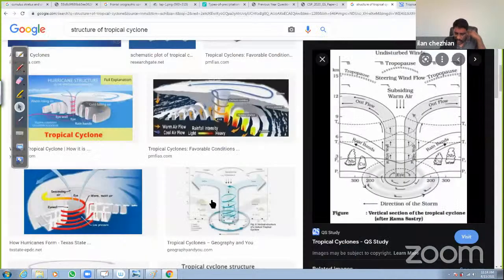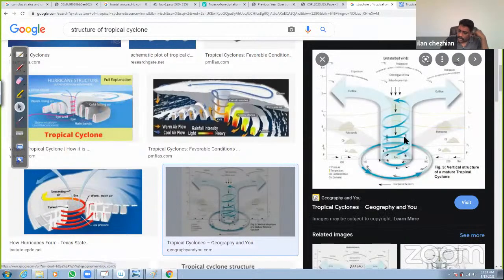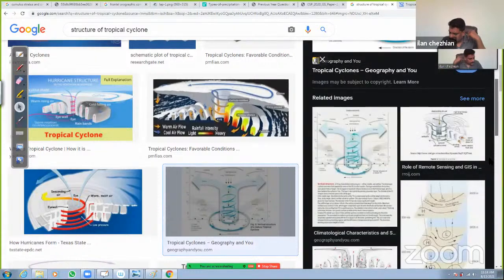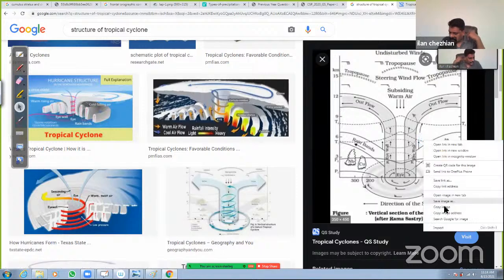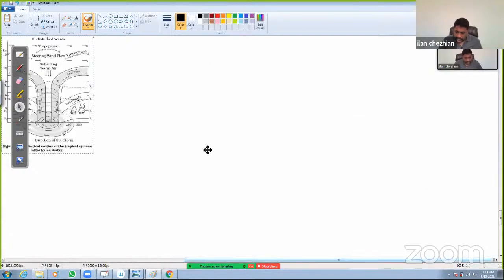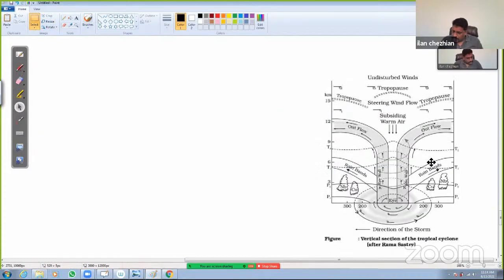Anywhere you take it, any other diagram you take, you'll be seeing that along the eye wall it will start spiraling. Whatever be the case, it will have its spiraling effect. But right now I'm just going by this image which is given in NCERT. Forget about the spiraling effect. I'm just simply going for this image, just for your reference.